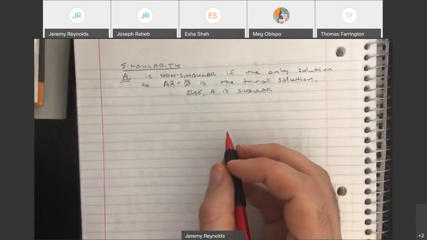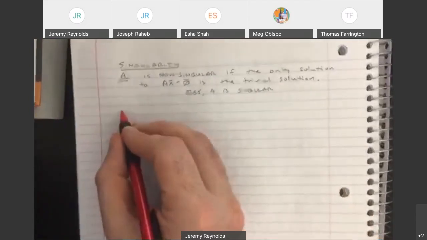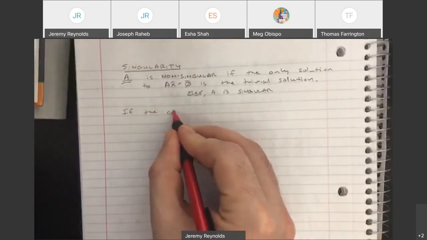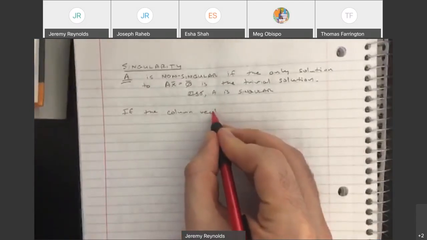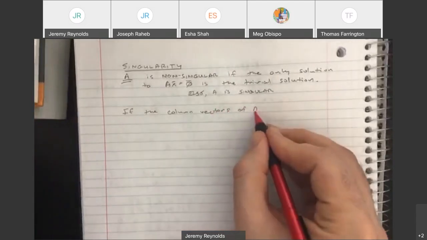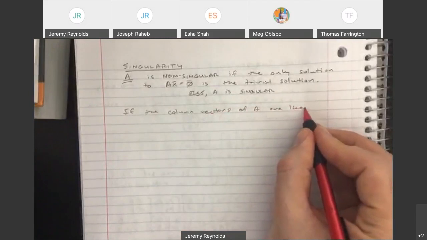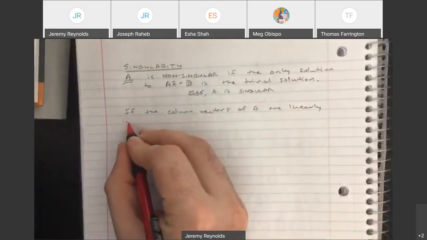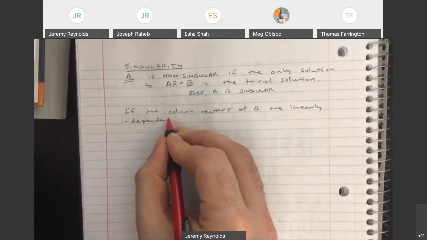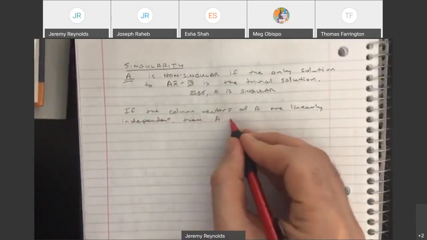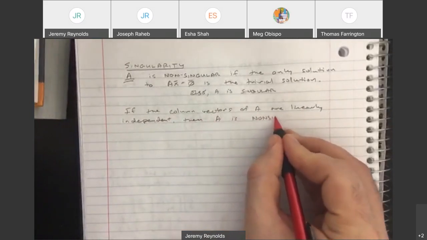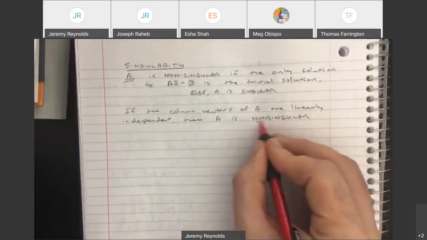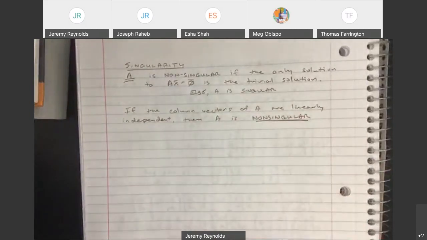Okay. So I'll go ahead and write that out. So if column vectors of A are linearly independent, A is non-singular. Okay. So that's an important kind of connection to make. So singularity, linear independence, very important.